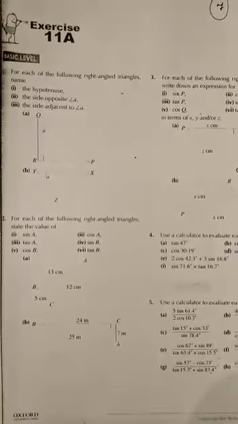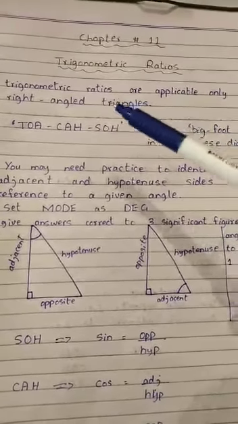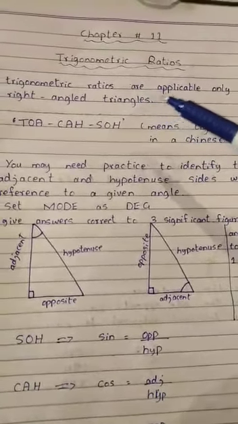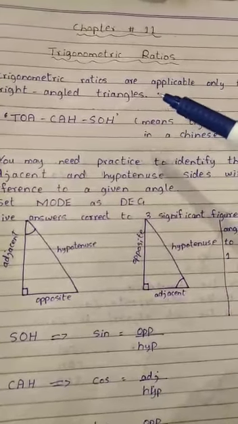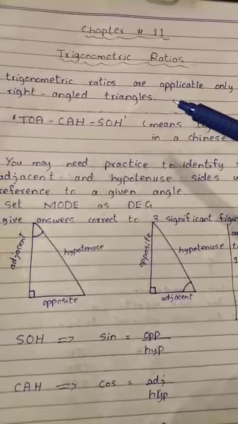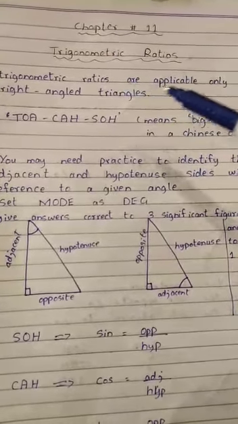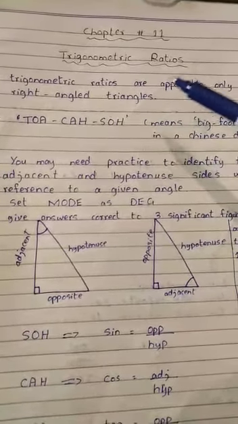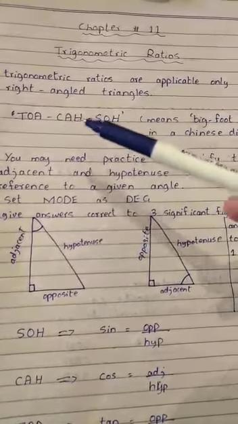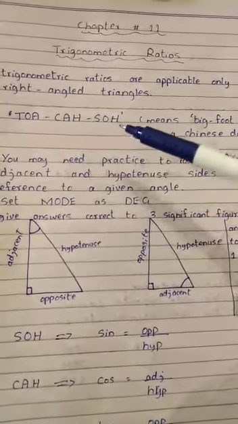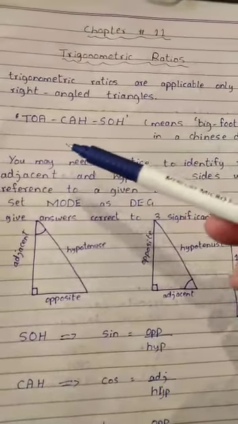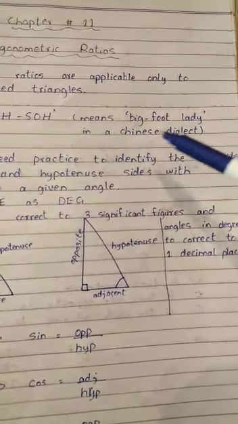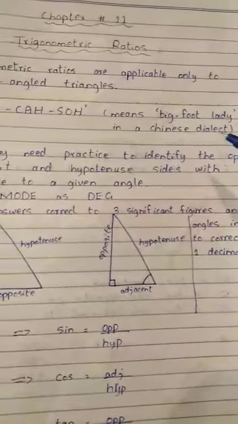So let's start. Okay girls, first you need to understand that trigonometric ratios are applicable only to right angle triangles. As you know, we can only apply Pythagoras theorem to right angle triangles. Similarly, trigonometric ratios are also applicable only to right angle triangles. And for solving these trigonometric ratios, you just need to remember SOH CAH TOA, which you can pronounce as Soka Toa, so you can learn it very easily. Soka Toa means Bigfoot lady, and it's a Chinese dialect.